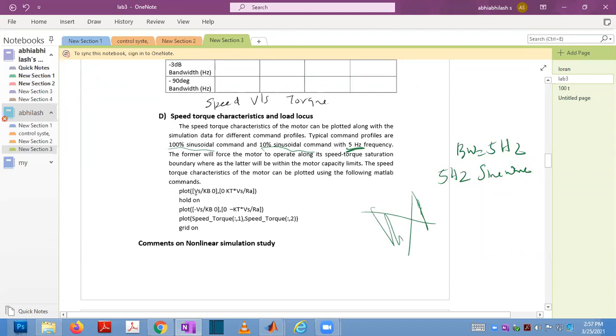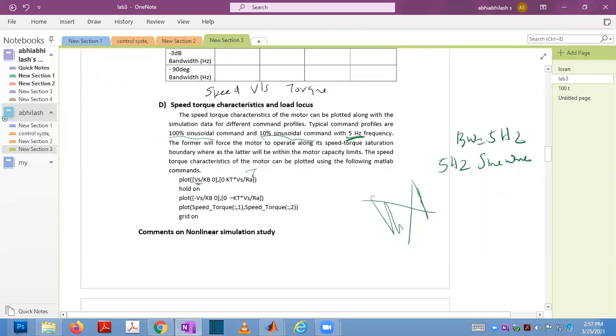So this one is speed. Vs by kb is the speed when torque is 0, and kt multiplied by Vs by Ra is the maximum torque. You are plotting this for a particular command amplitude, and the negative of that, the negative Vs and negative kt. So you will get this line and this line, and these are the maximum stall torque and the no load speed. You are plotting the speed torque, all elements first row and all elements second row, that is speed versus torque, inside that.